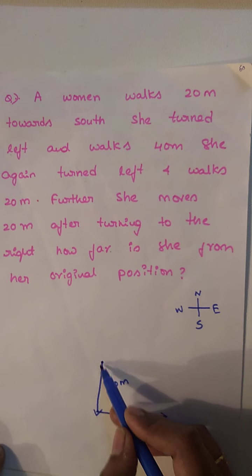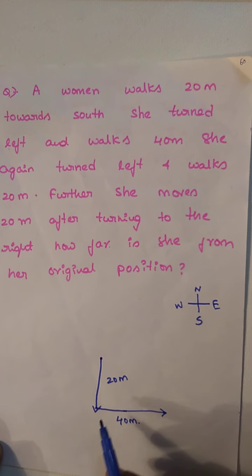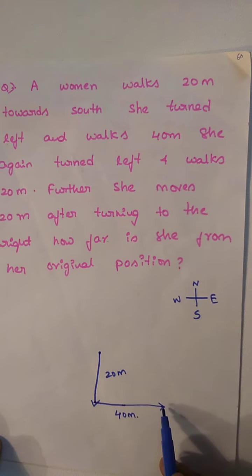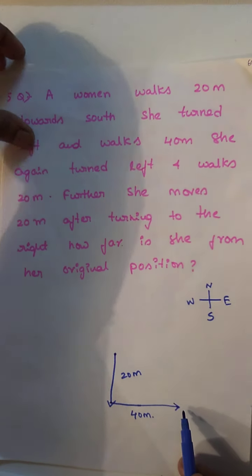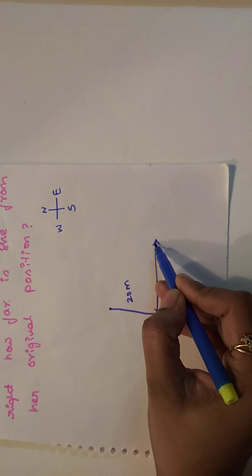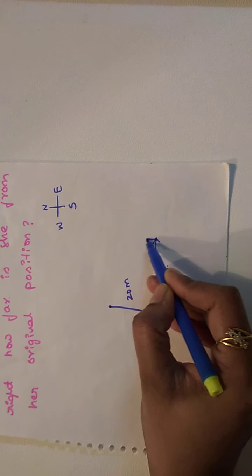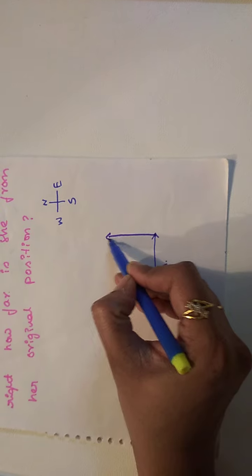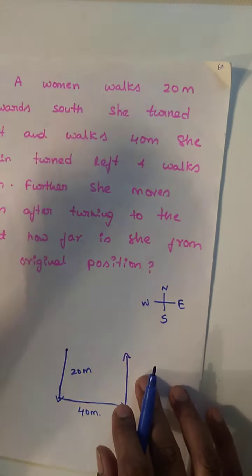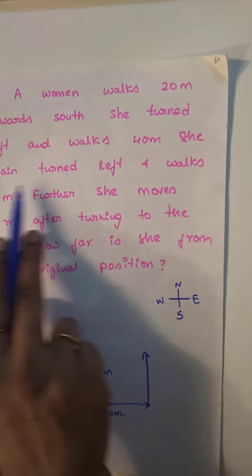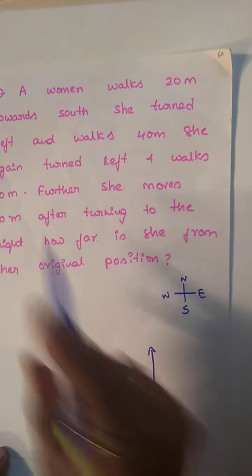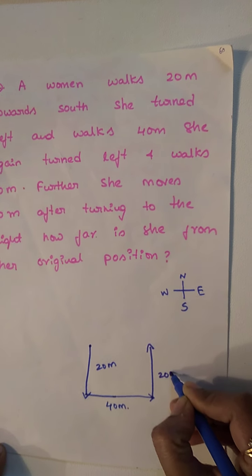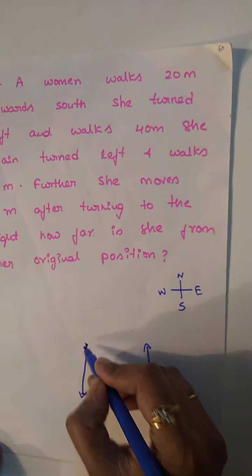A woman walks 20 meters towards south. She turned left and walks 40 meters. She again turned left and walks 20 meters. Again she turned left means this side. Again turn left and walks 20 meters. This is 20 meters. Her starting point is this.